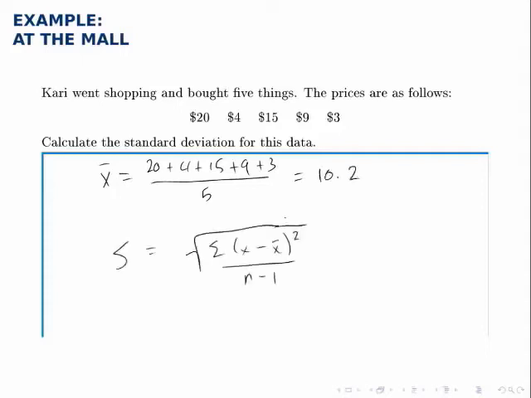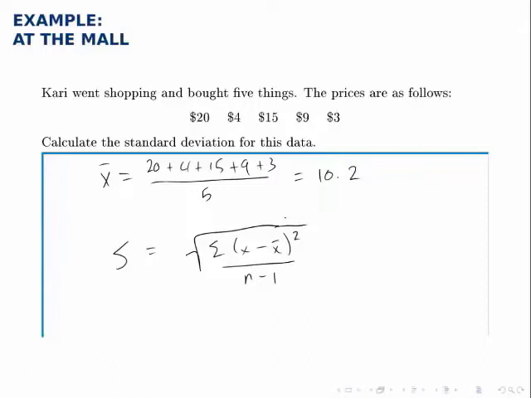Now, the standard deviation of this data set is the square root of the sum of the squared deviations divided by n minus 1, and all of that's inside the square root. So we'll need to calculate these things individually. We need to find each deviation, the difference between each data point and the mean, square those, add them up, divide that answer by n minus 1, and then take the square root of that answer.